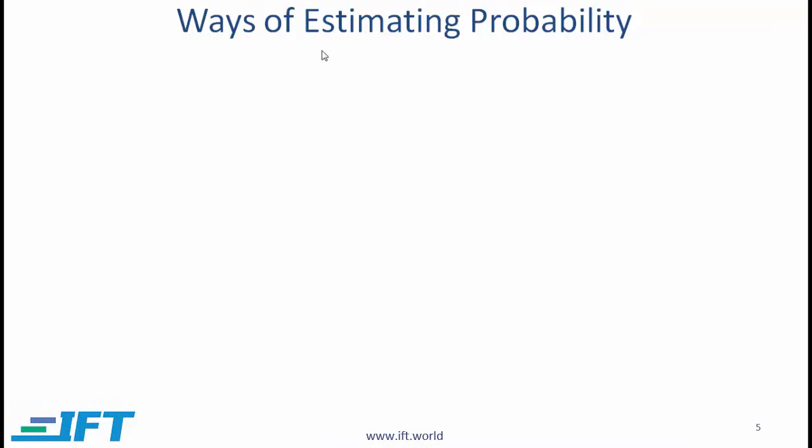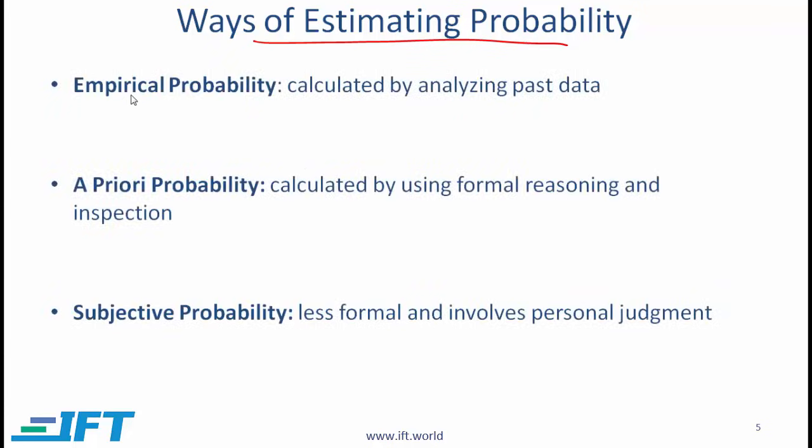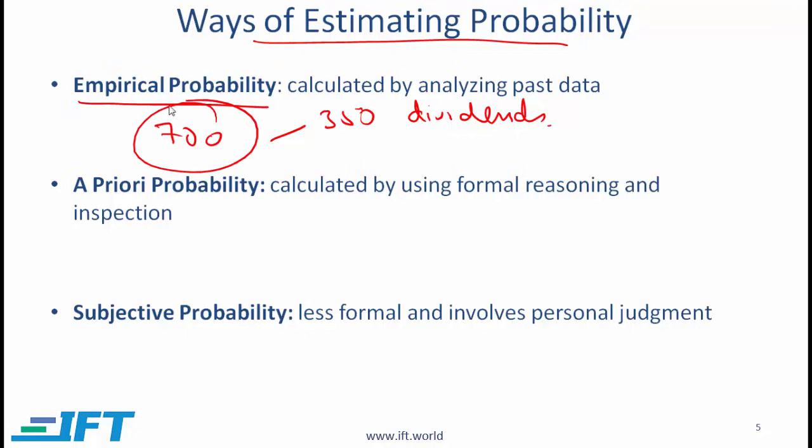We'll now look at different ways of estimating probability. One method is called empirical probability. This is where we calculate probability using past data. Let us say that we are looking at a particular stock market where there are 700 stocks, and of these 700 stocks, 350 pay dividends. Now, if the question is the following, what is the probability that a stock picked at random from this population will be a dividend paying stock? If we say that the answer is 350 over 700, which is equal to 0.5, then 0.5 is an empirical probability because we have arrived at this probability through an analysis of the data.